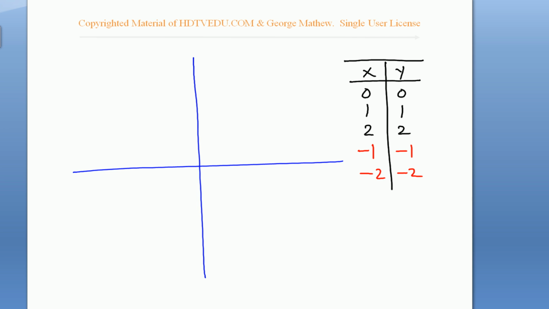So our points are 0, 0, 1, 1, 2, 2, 3, 3, negative 1, negative 1, negative 2, negative 2, negative 3, negative 3. We get our line y is equal to x. And as you can see, it is not symmetric about the y-axis.